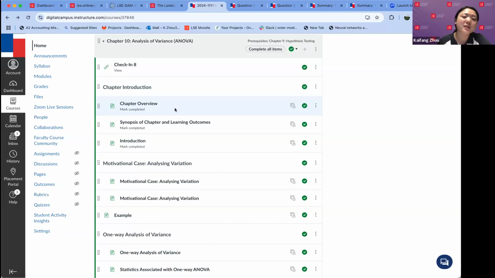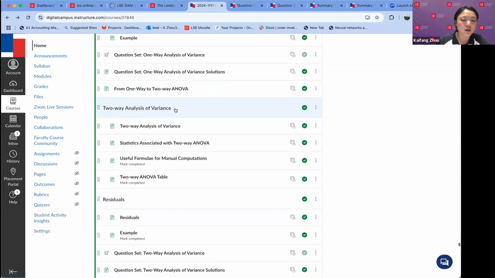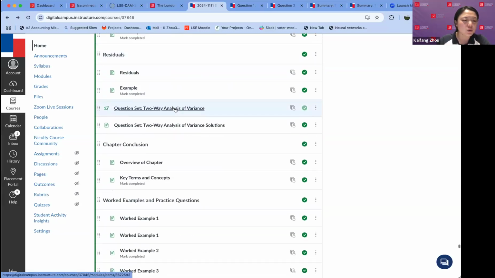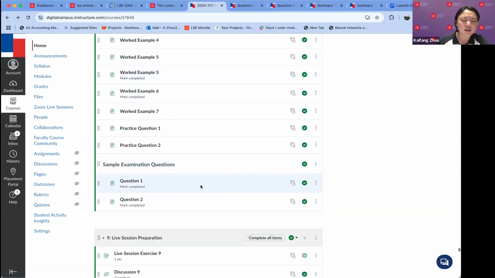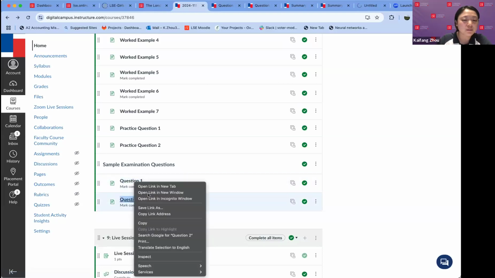The main takeaway in chapter 10 is that if I give you a question and ask you to construct the ANOVA table, you should be able to construct it from scratch, both one way and two way. So what are the one-way and two-way ANOVA tables, and what type of question might come out in your final exam? I will give you one example here.